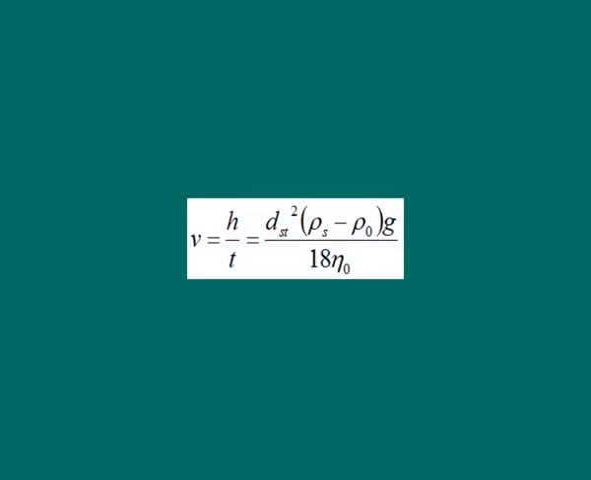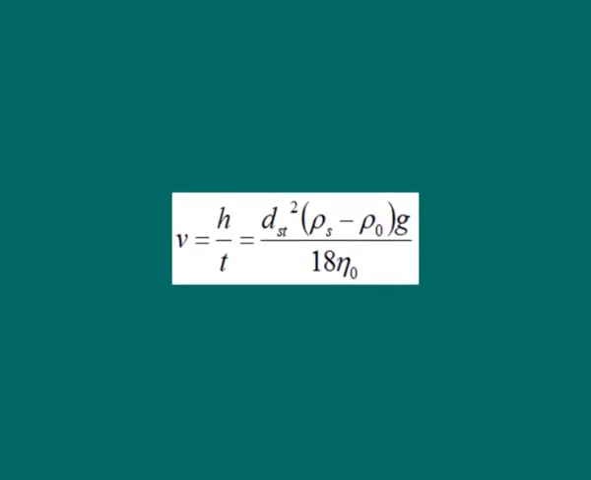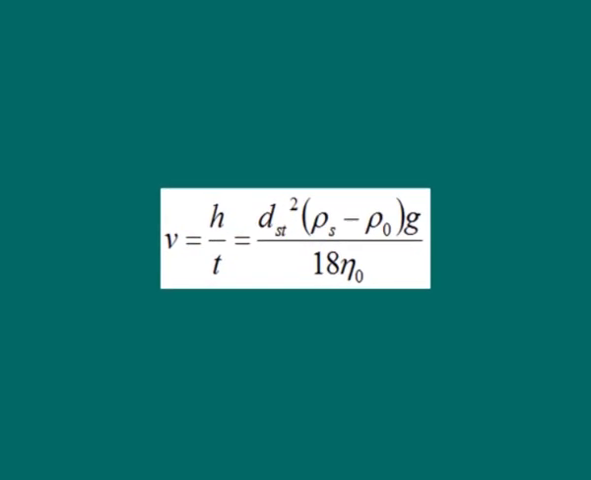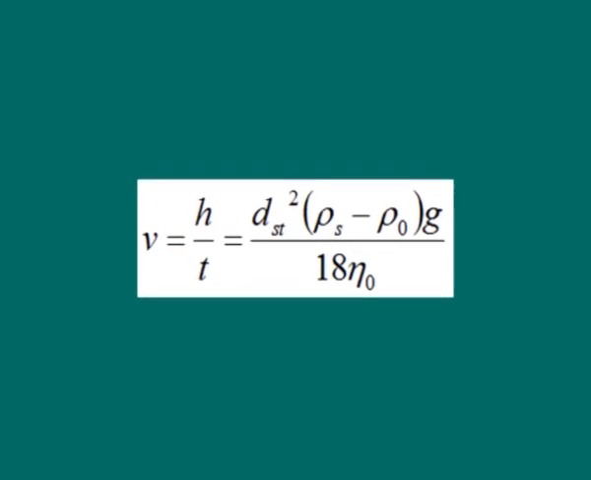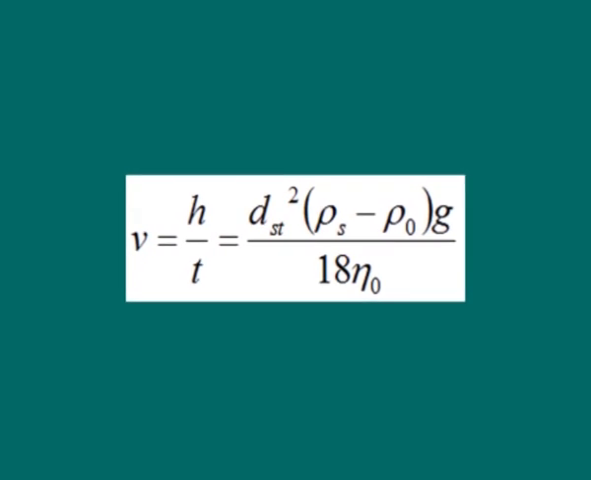The rate of settling of particles in suspension or emulsion may be obtained by Stokes' law, and it is shown on your screen, where V is the rate of settling of the particles, h is the distance of fall in time t, rho s is the density of particle, rho 0 is the density of the dispersion medium, g is the acceleration due to gravity, and eta 0 is the viscosity of the medium.